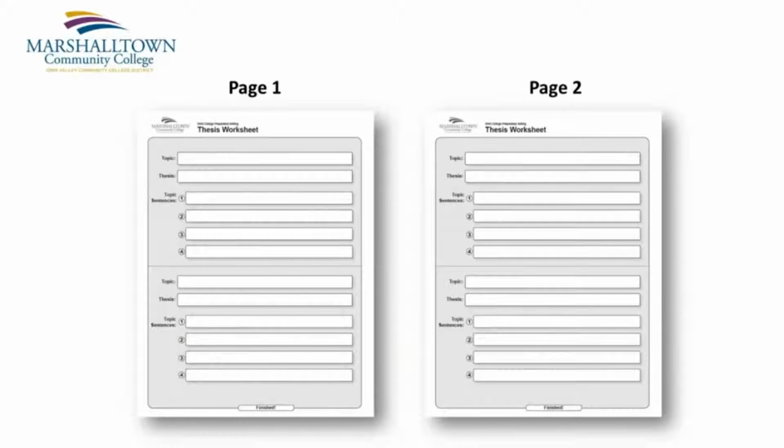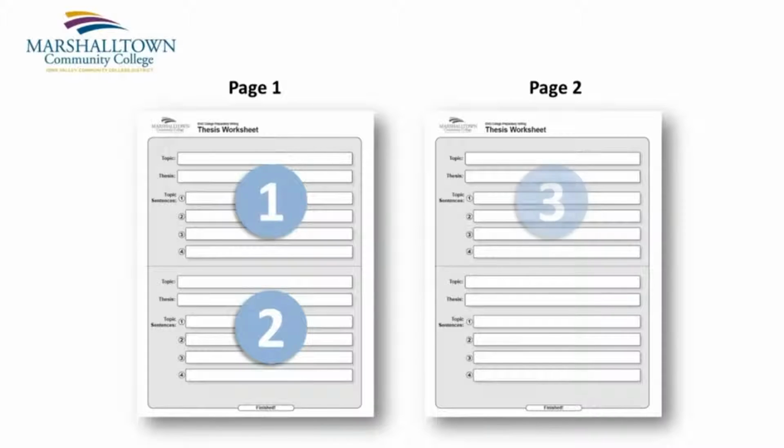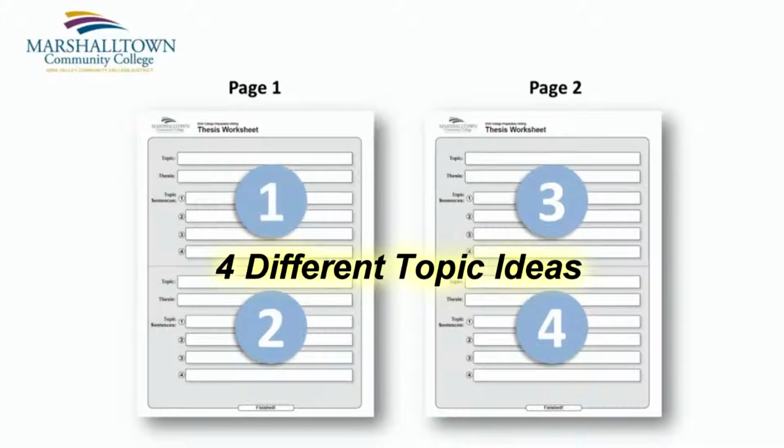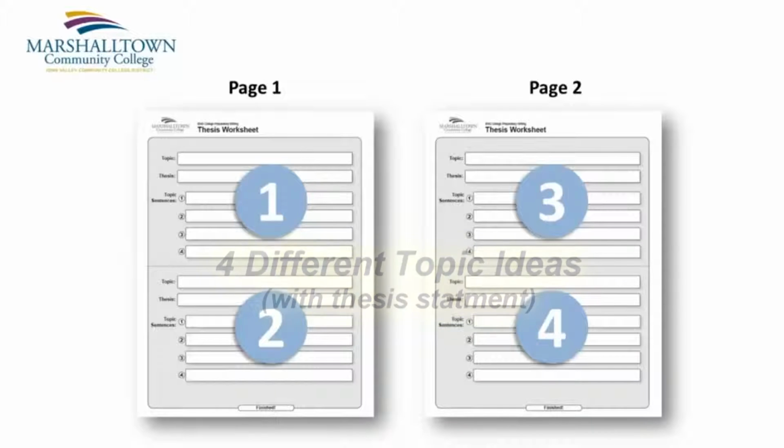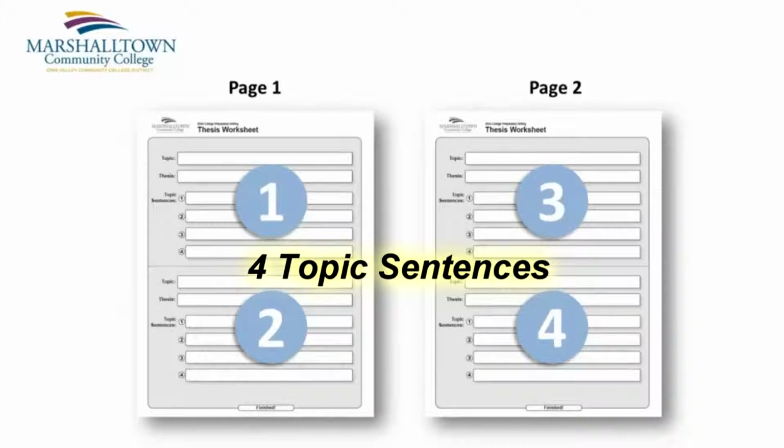As you'll see in the Part 1 worksheet, I want you to come up with 4 different possible topic ideas that you might write about in a complete essay, along with a thesis statement for each of those topic ideas. Next, I'll have you write 4 possible topic sentences you might use to start off each paragraph in that essay. This type of exploration should give you a fairly good idea which topic idea might work best for a complete essay.